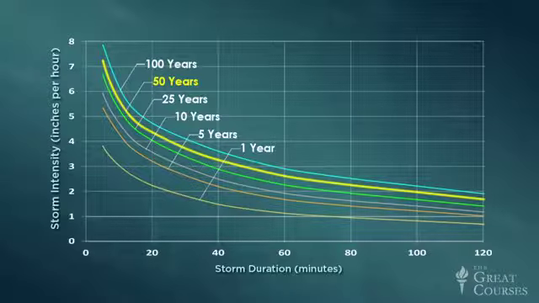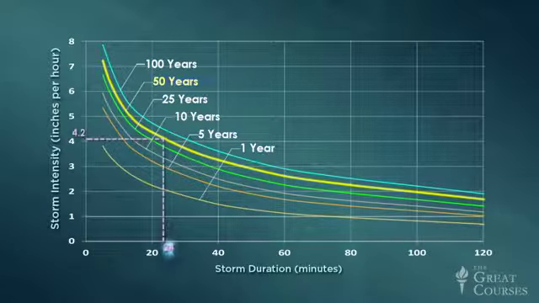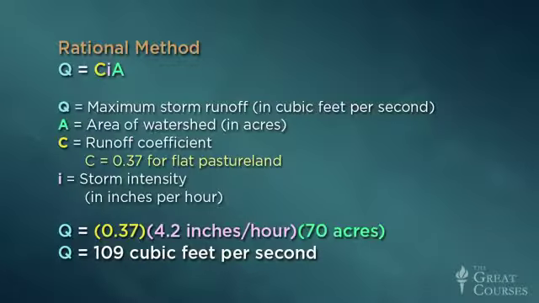Now, returning to our IDF curve, we'll use this period of time as the duration of the design storm, and the resulting intensity, 4.2 inches of rainfall per hour, represents the most intense storm that will have the entire watershed contributing to the flow. Finally, we can substitute our values for the runoff coefficient, intensity, and watershed area back into the rational method equation, and the result is a maximum discharge of 109 cubic feet per second.